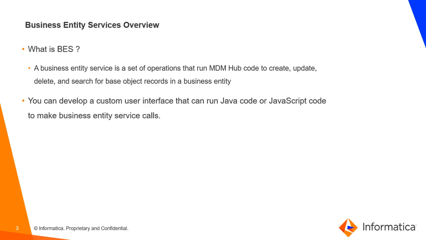Business Entity Services Overview. A business entity service is a set of operations that run MDM Hub code to create, update, delete, and search for base object records in a business entity. You can develop a custom user interface that can run Java code or JavaScript code to make business entity service calls.